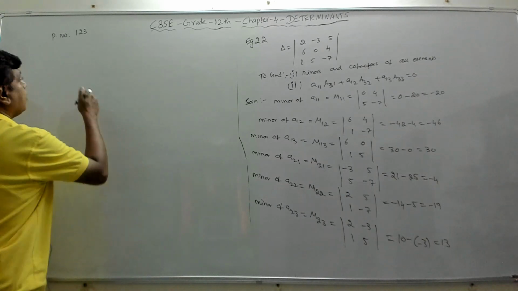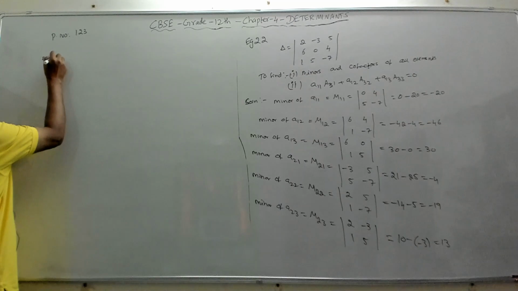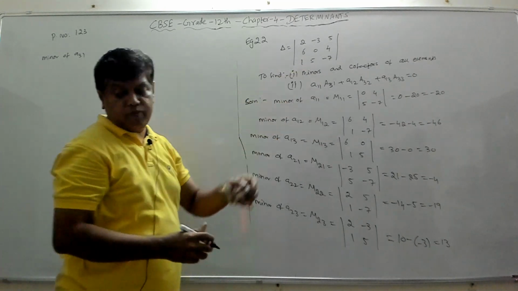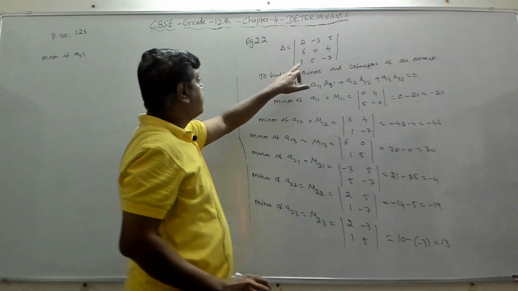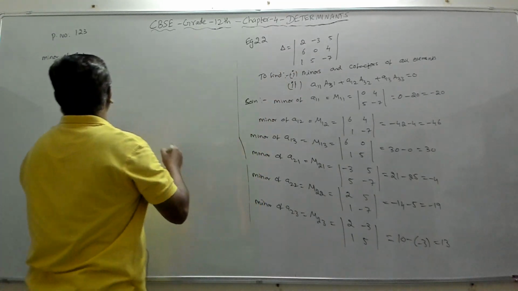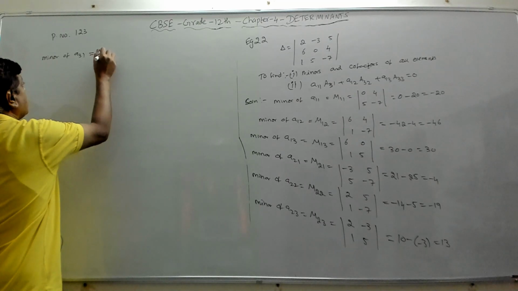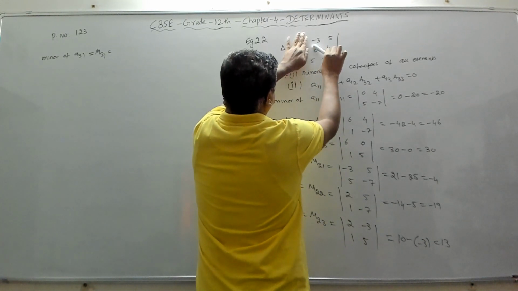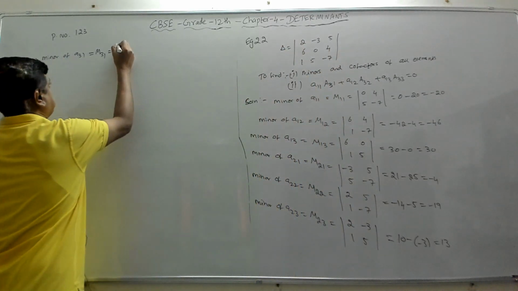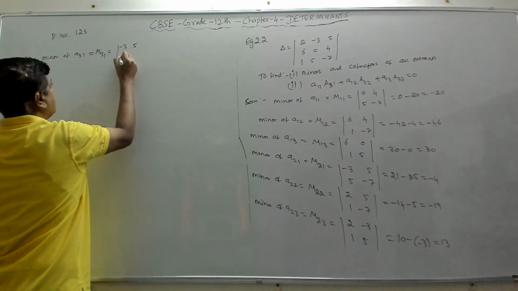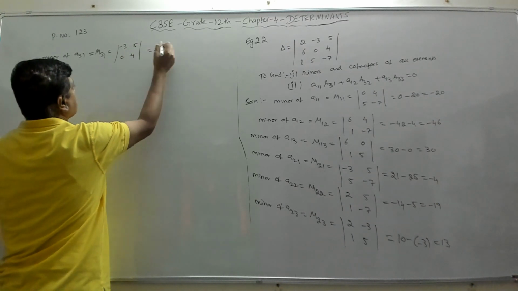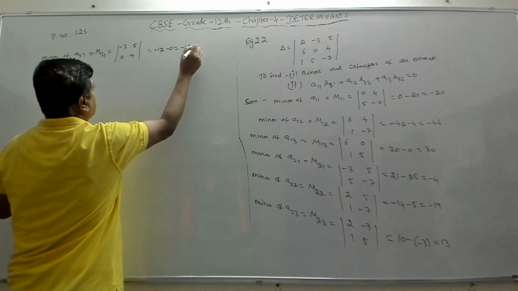So next is the minor of A31. This element, third row, first column. The minor of this, denoted by M31, is equal to, I have to close this particular row and this particular column. So minus 3, 5, 0, 4. That becomes minus 3 into 4 is minus 12, 5 zeros are 0, which is minus 12.